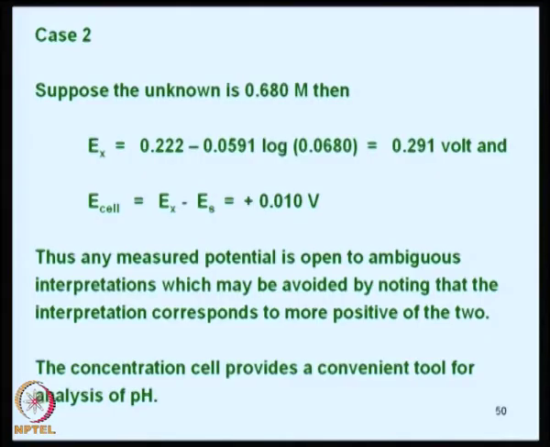You can avoid this ambiguous interpretation by noting that the interpretation corresponds to the more positive of the two. So, the concentration cell provides a convenient tool for the analysis of pH if I replace the chloride solutions by hydrogen ion solutions. A similar process should happen with respect to hydrogen ions.